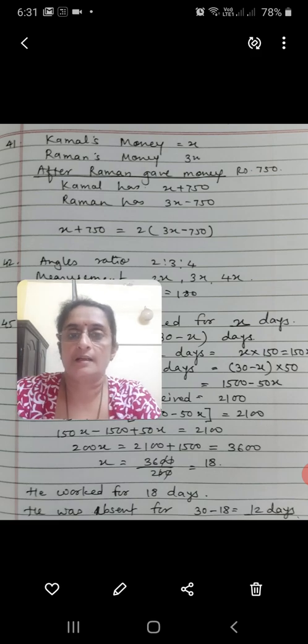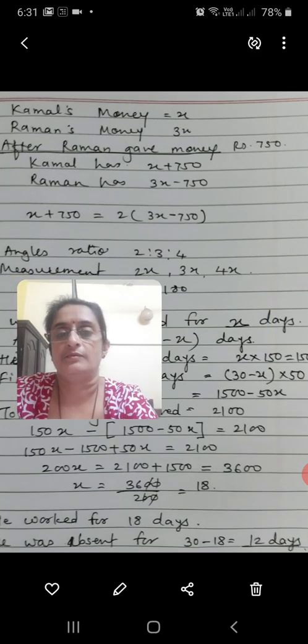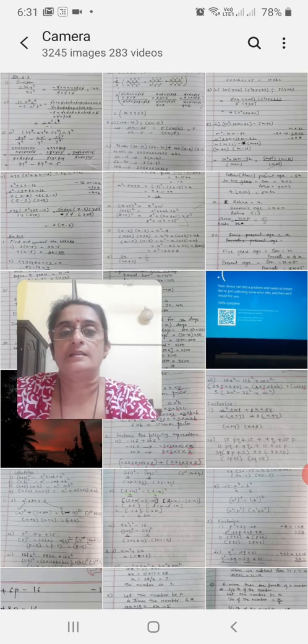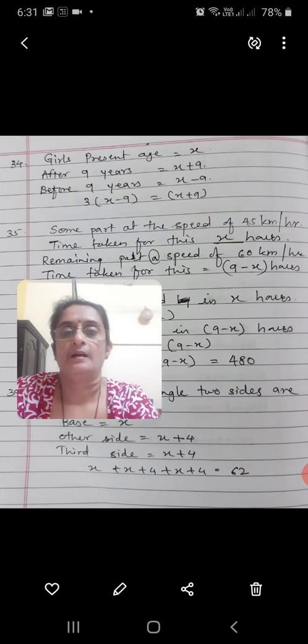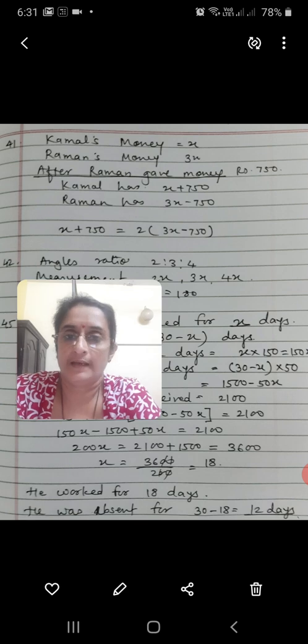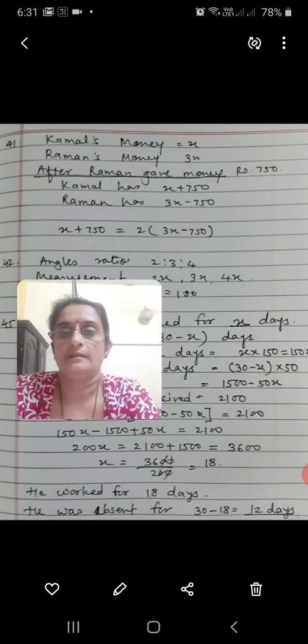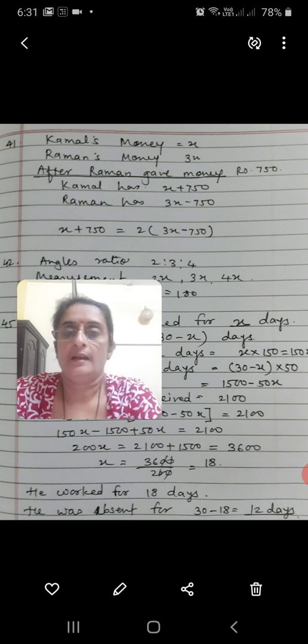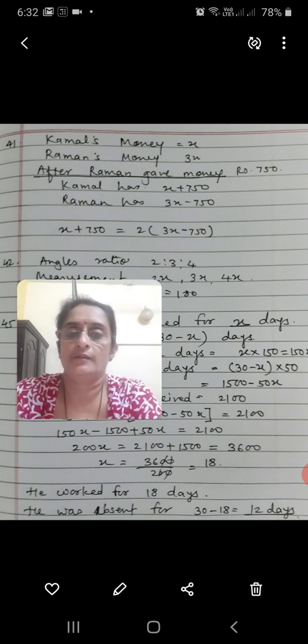So we'll consider Kamal has x rupees. Fine. And if you consider Kamal has x rupees, Raman has 3 times of that, that is 3x. So Kamal is having x rupees, Raman is having 3x rupees. Now after what has happened, Raman has given 750 rupees to Kamal. Now after that, Kamal will be having 750 rupees more, no?